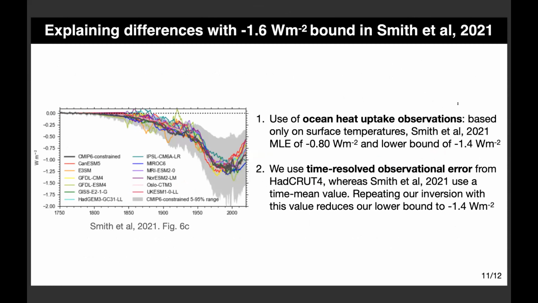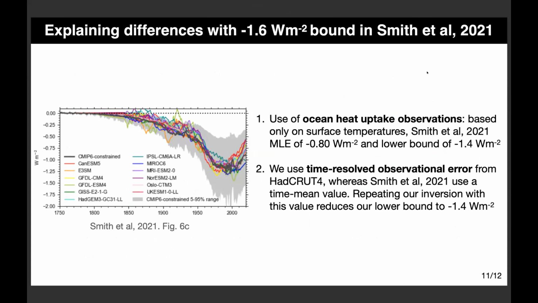And just before concluding, I wanted to note that Smith et al. have a very nice study that came out recently, and they obtain a lower bound of -1.6. And we can explain the -0.3 offset with our study using two assumptions.